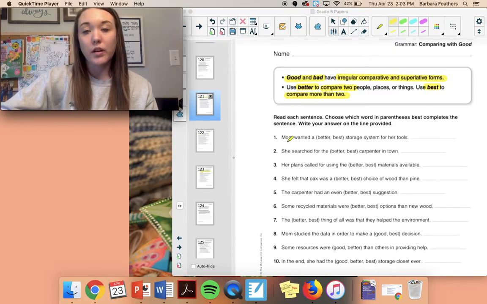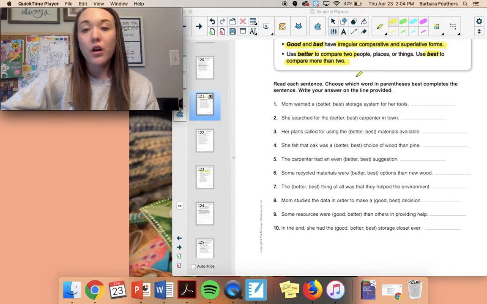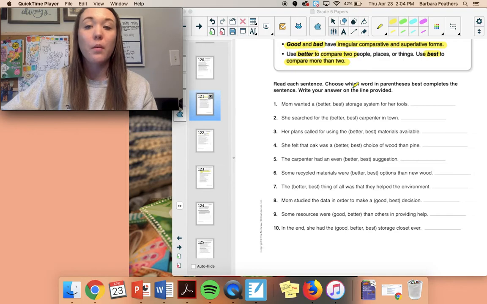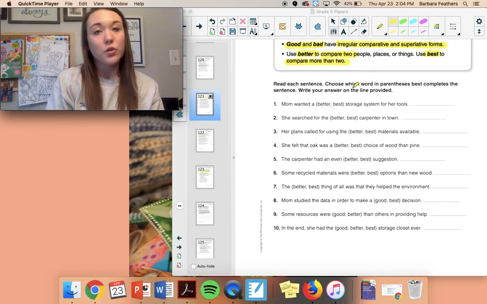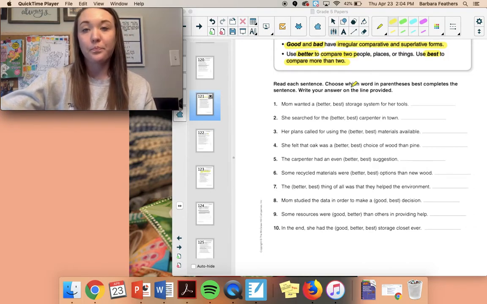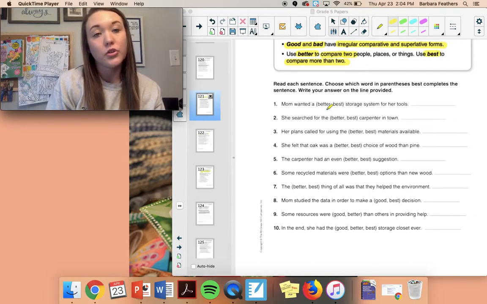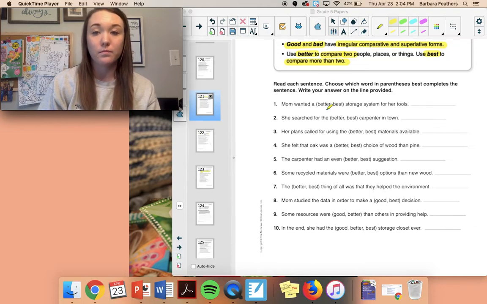We're going to start with page 121, and on this page, we're focusing on the word good. If you are comparing things and want the word good, but you're comparing two things, you need to use the word better. If you are wanting to use the word good, but you're comparing three or more things, you use the word best. On the lines down here, we're going to be choosing which word in parentheses completes the sentence.